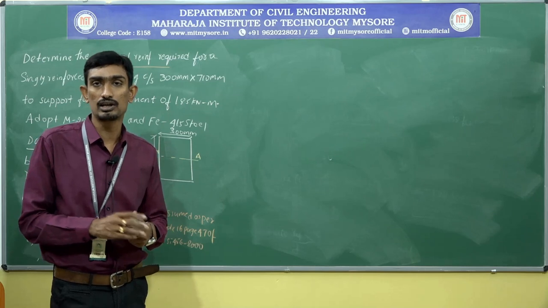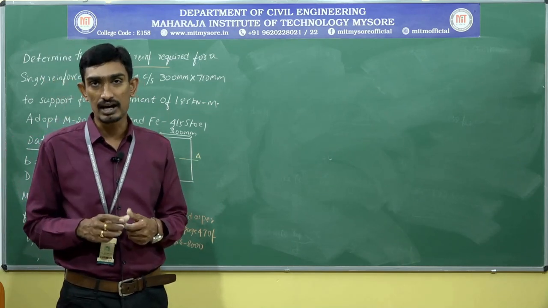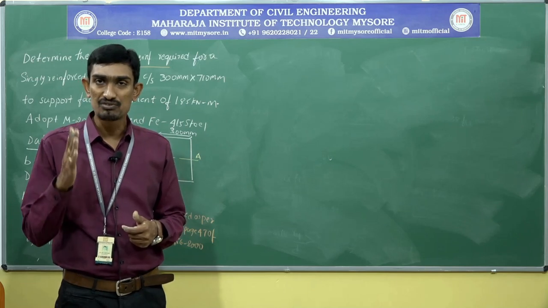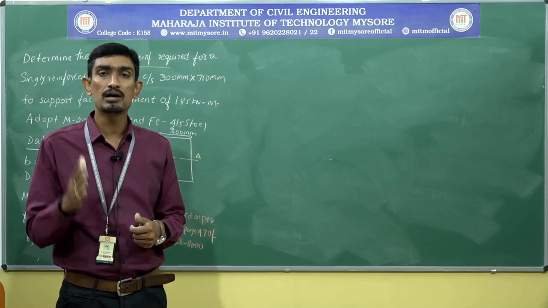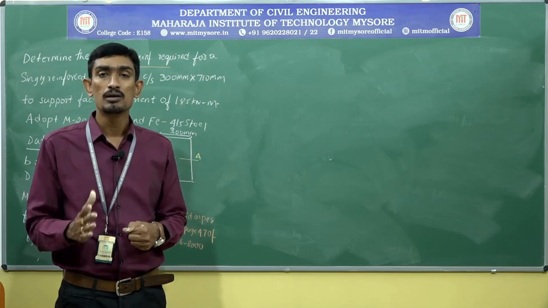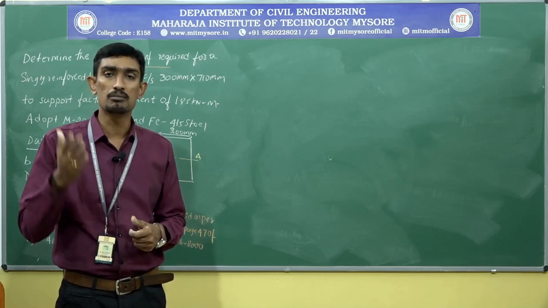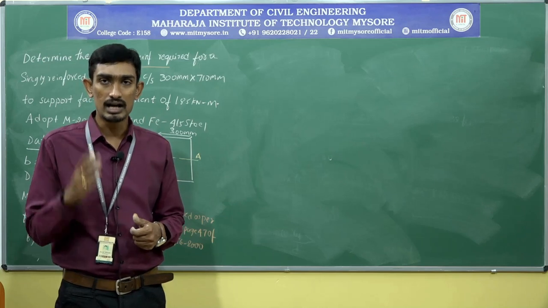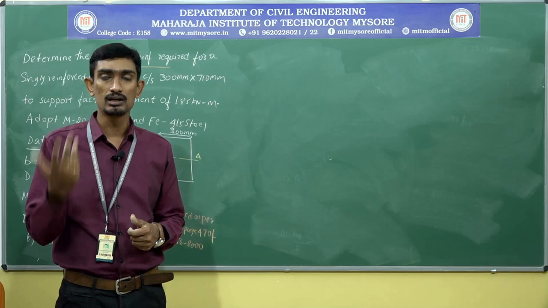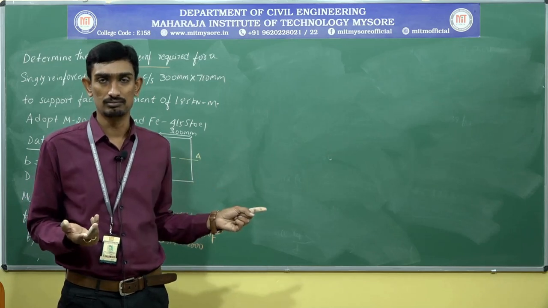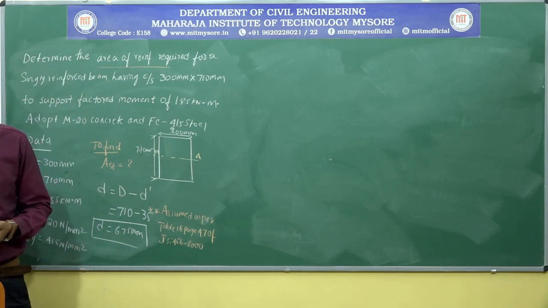Under these circumstances, go to the code. The code has clearly specified, table 16, page 47, what is the minimum cover you need to consider based upon the exposure condition. So I have considered the mild exposure condition. For that, the minimum cover you need to consider is 20 mm. I have considered 35 mm. Is it clear? Okay.